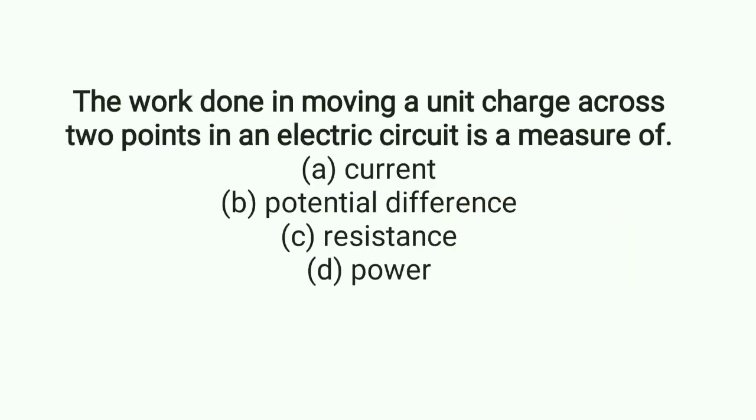Next question. The work done in moving a unit charge across 2 points in an electric circuit is a measure of. So the work done between the two points. Current is the rate of flow of charges. Resistance is the opposition to the flow of current. And power is the product of voltage and the current. So here the option B is the right answer.